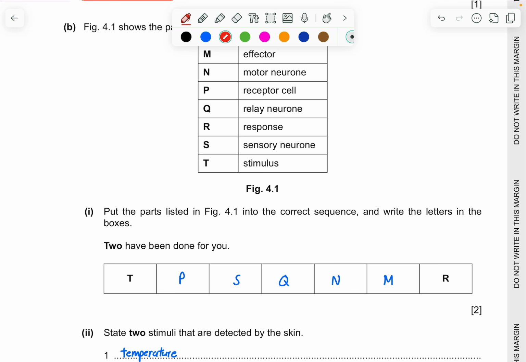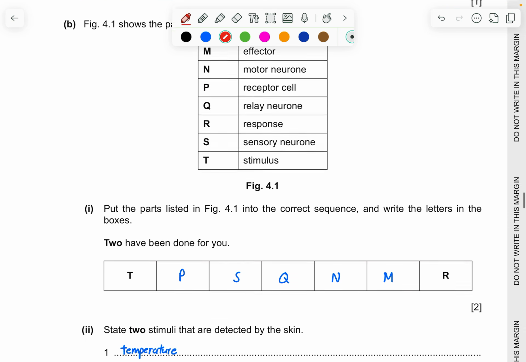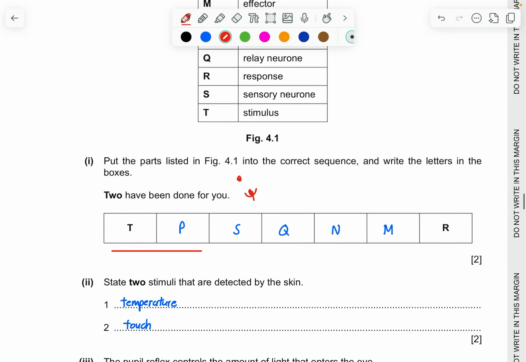First, it has to be a stimulus. Then there will be a receptor cell, and there will be a sensory neuron. The sensory neuron will send to the relay neuron, and they will send to the motor neuron, and then to the effectors, and then lastly, your response. I think a lot of people may wonder why it is P. Because remember, when you have a stimulus, all of your tissues have receptors, and the stimulus will bind to this receptor cell, and this will trigger certain responses that we can see.